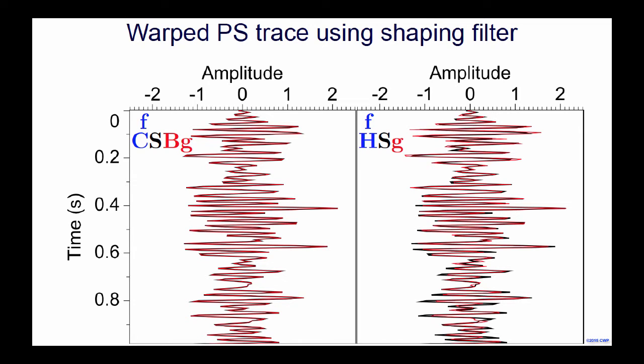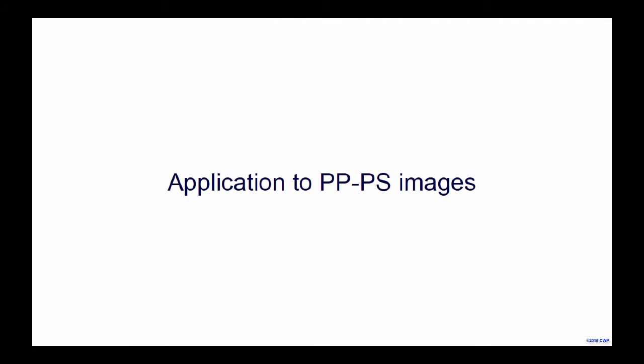And you'll notice that the warped trace that we get with the shaping filter is not the same as the PP trace, as in the case where we use warping with wavelets. So now let's use this Gauss-Newton method and this warping with wavelets algorithm to squeeze a PS image to a PP image. But first we're going to need PP and PS images, which were provided courtesy of Sinopec.